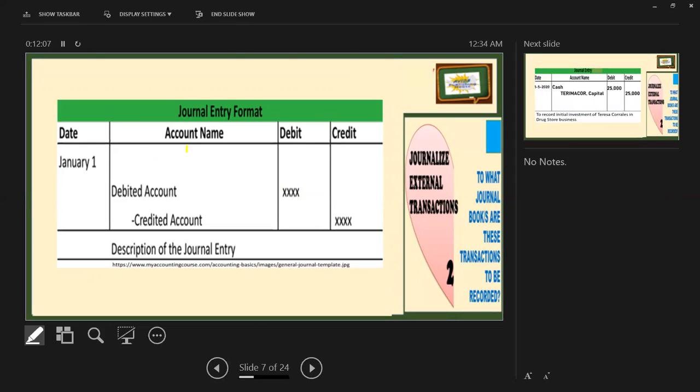So this will be the accounting form. This is the journal entry format. We have the date, the account name, the amount debited, and the amount credited. And here will be the description of the transaction or the explanation for the transaction.